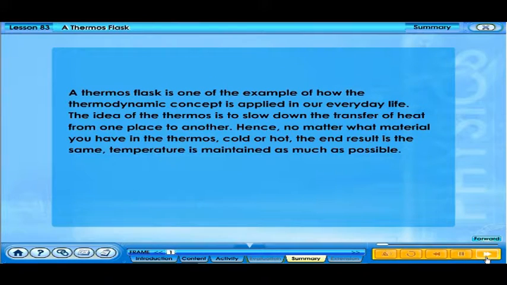A thermos flask is one of the examples of how the thermodynamic concept is applied in our everyday life. The idea of the thermos is to slow down the transfer of heat from one place to another. Hence, no matter what material you have in the thermos, cold or hot, the end result is the same. Temperature is maintained as much as possible.